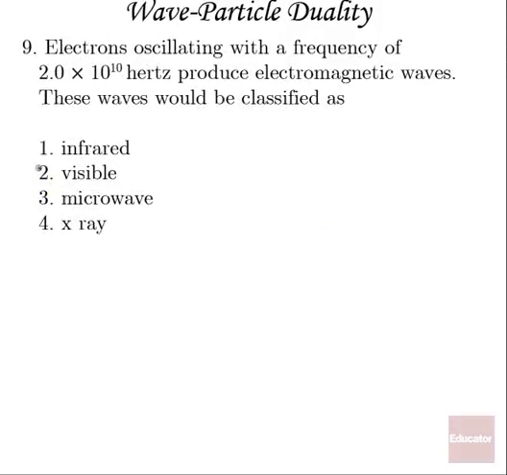Number 9. Electrons oscillating with a frequency of 2 times 10 to the 10 hertz produce electromagnetic waves. These waves would be classified as, well, if they oscillate with that frequency, the waves that are created would have a frequency of 2 times 10 to the 10 hertz as well. Using the electromagnetic spectrum, I can look and find out that those fall into the range of microwaves. Answer number 3.